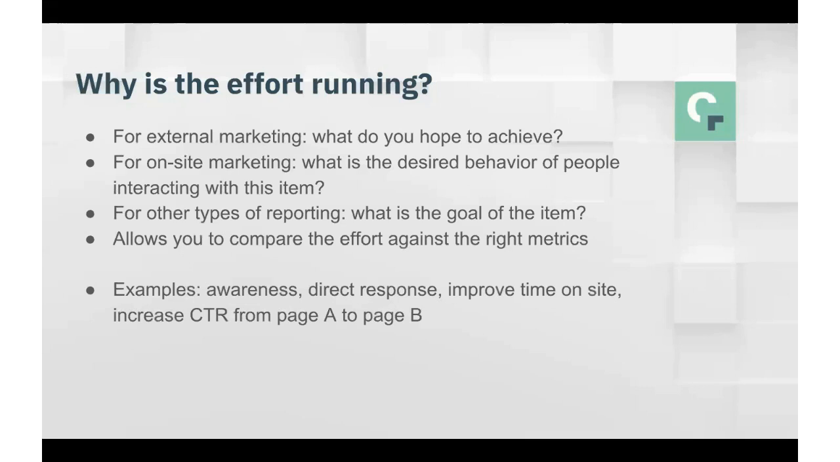For example, if you're running a display campaign just designed to attract awareness to your site, and you're using conversion metrics to monitor that campaign, that may not be the best combination of goal versus metrics. By tracking the goals, you can make sure that the way that you're evaluating the campaign is aligned with its goals. You might track awareness versus direct response. For on-site marketing, the goal might be to improve the time on site or to increase the click-through rate from page A to page B. Once you know what that goal is, you can more easily determine if you're achieving it.